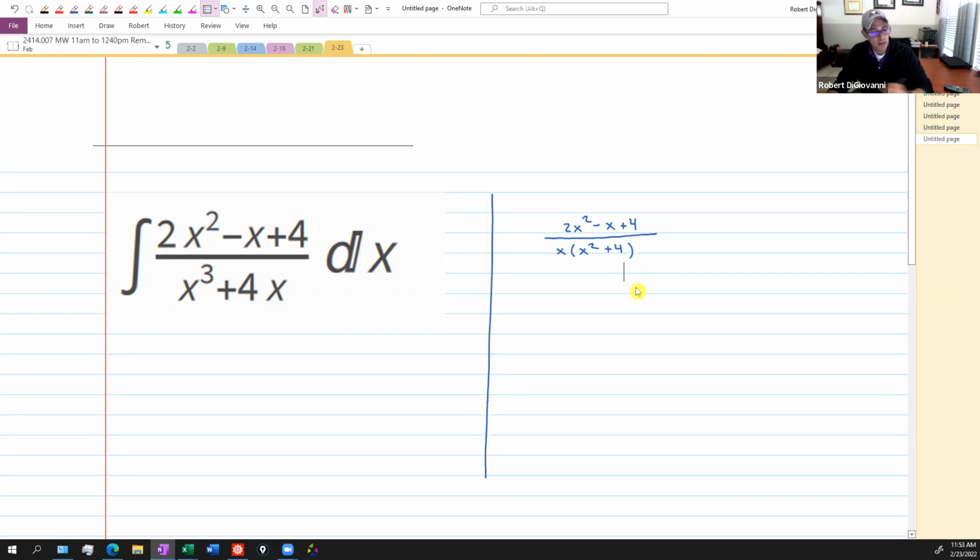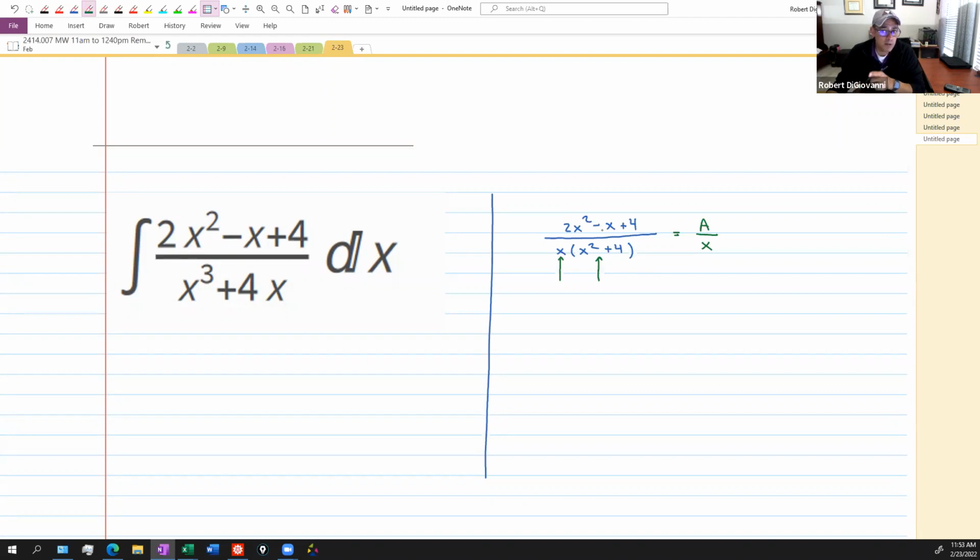So I look at the denominator. I see that I have a linear factor, right? And because I have a linear factor, I'm going to need A over x. And then I look at the other factor, and that is an irreducible quadratic. Irreducible meaning I cannot factor that, right? It's quadratic, x squared plus 4.